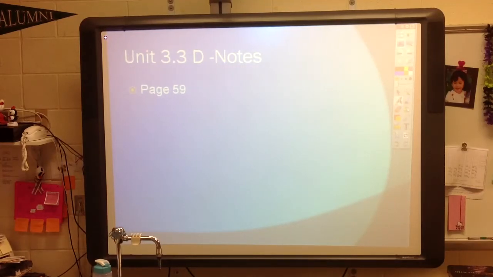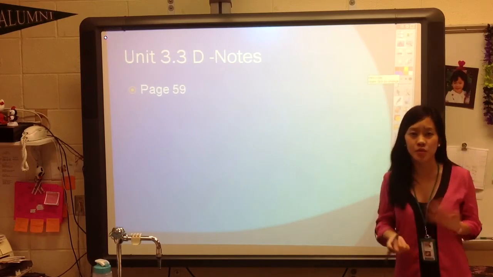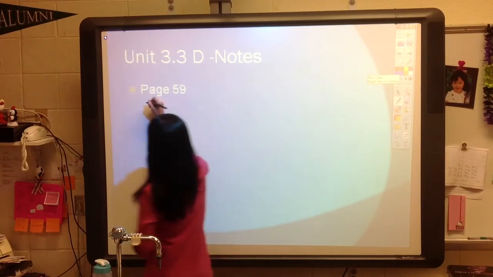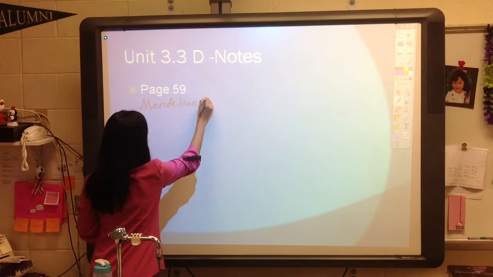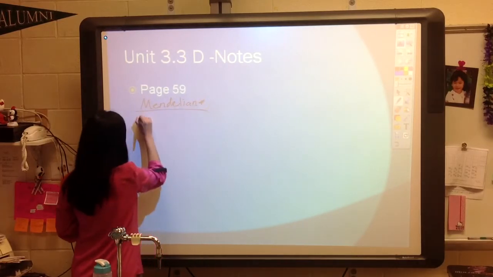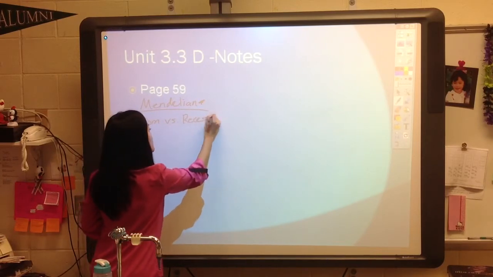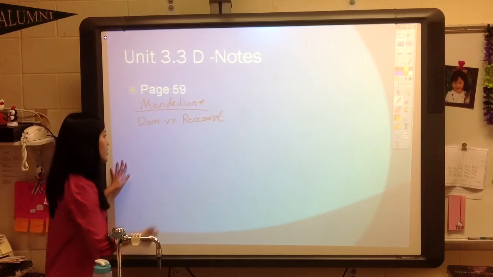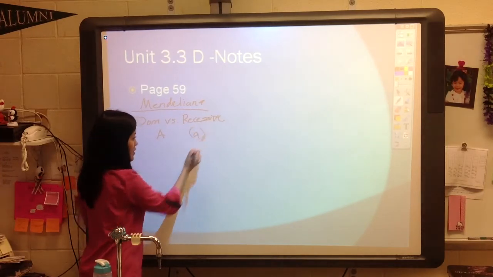Okay, so today we're continuing with non-Mendelian genetics. Let's really quickly review what types of genetics we've already discussed. When we talked about Mendelian genetics, this is regular Mendelian genetics. You had dominant versus recessive alleles. And this can be represented by letters such as big A for dominant and little a for recessive.